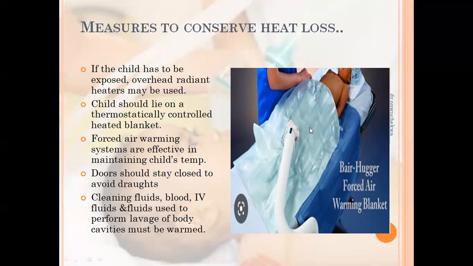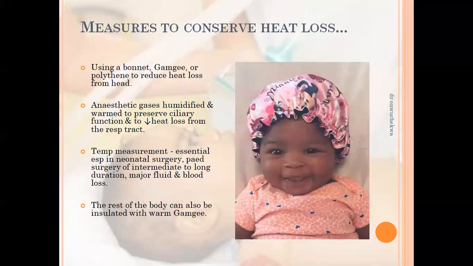The picture here shows a child under a Bair Hugger, actually a forced air warming blanket, most probably called a Bair Hugger. Also use a bonnet, as you see on the baby here, or gamgee or polythene, to reduce the heat loss from the head. Anesthetic gases should be humidified and warm to preserve ciliary function and to decrease heat loss from the respiratory tract. Temperature measurement is essential in the neonatal age group, especially for those who have long surgeries and who are also expected to have fluid and blood loss.